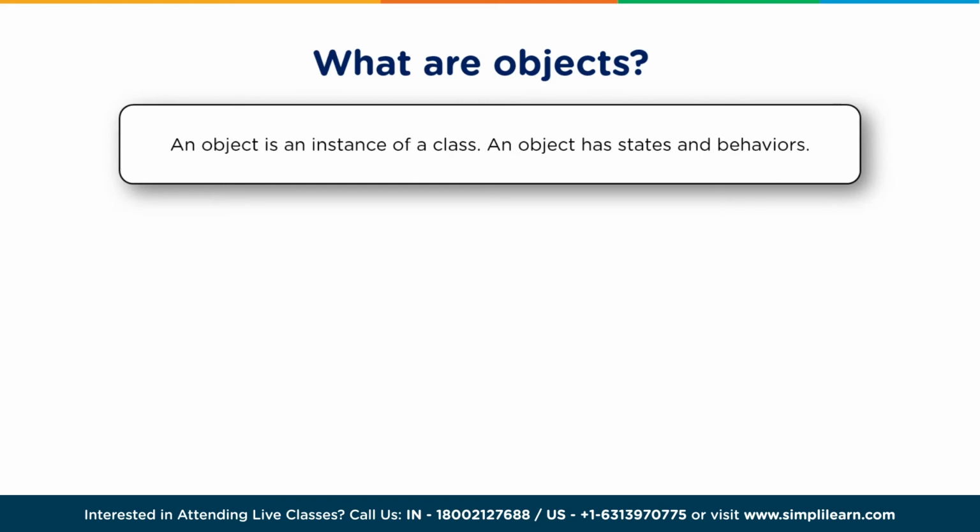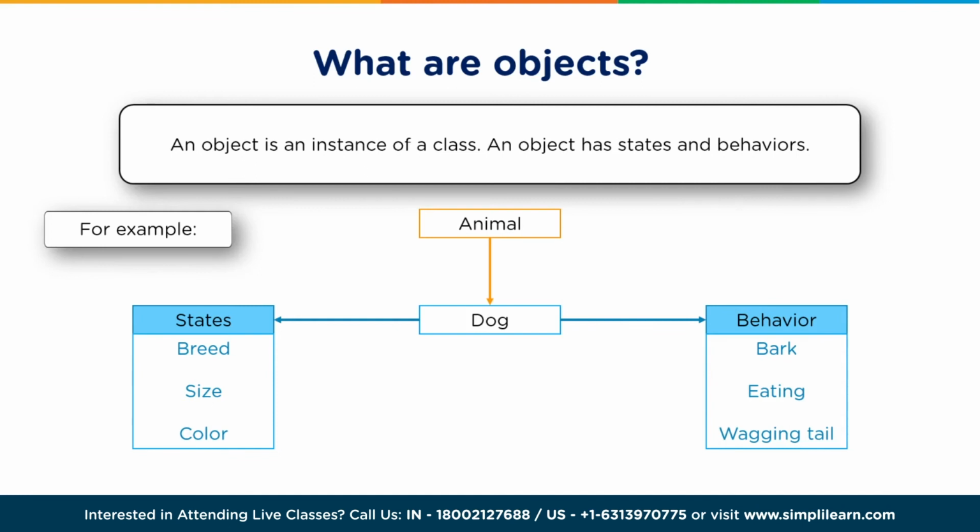So what are objects? An object is an instance of a class. Let's have a look at an example. In this example, animal is a class and dog is its object. The object dog has states and behaviors. We can have dogs with different breeds, sizes, and colors. These are considered as the states of object dog. On the behavior side, dog has behaviors like barking, eating, and wagging tail. So an object has its own states and behaviors.